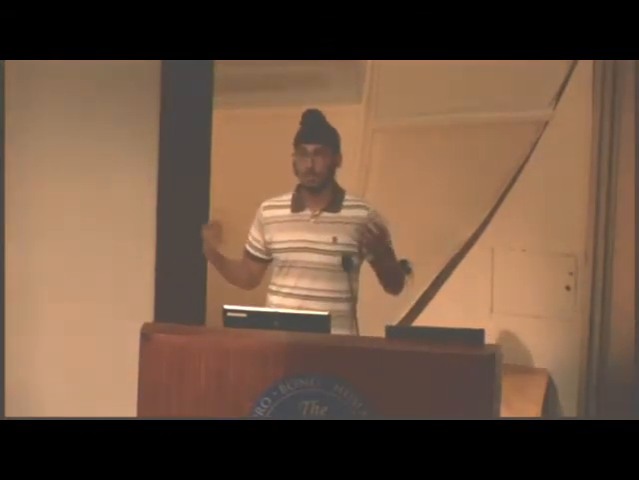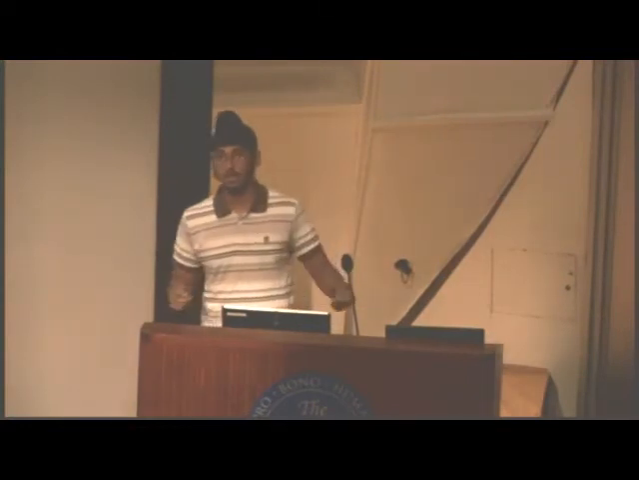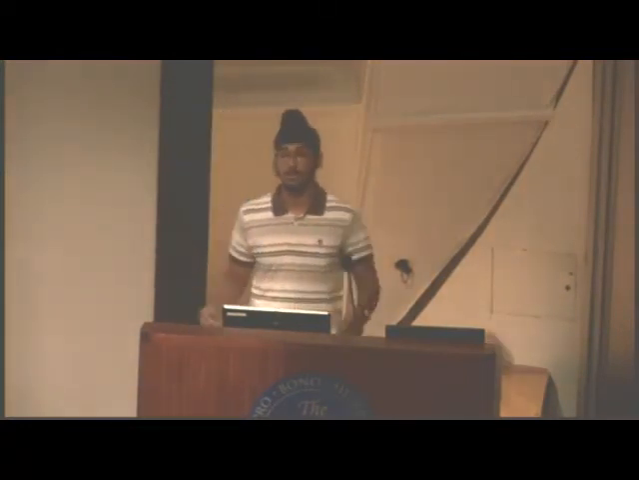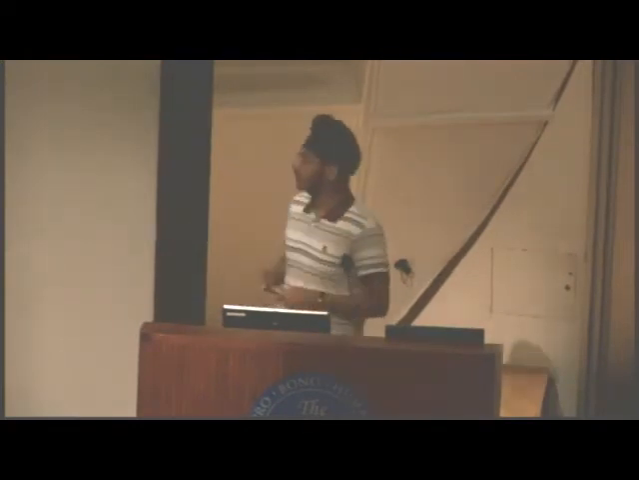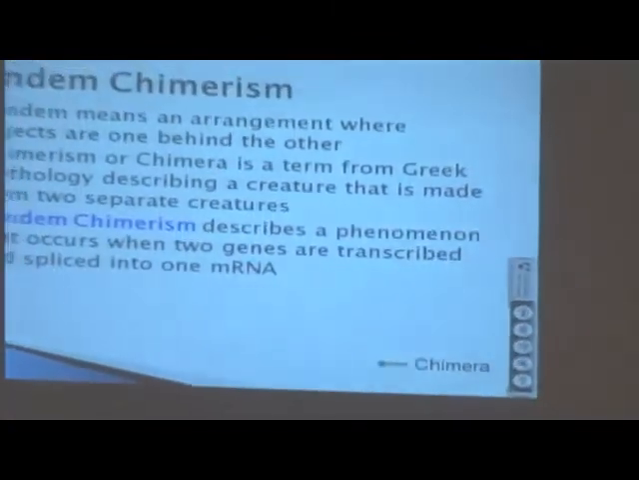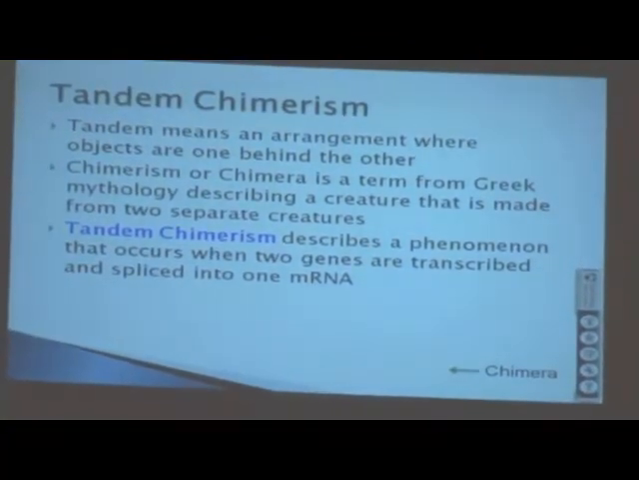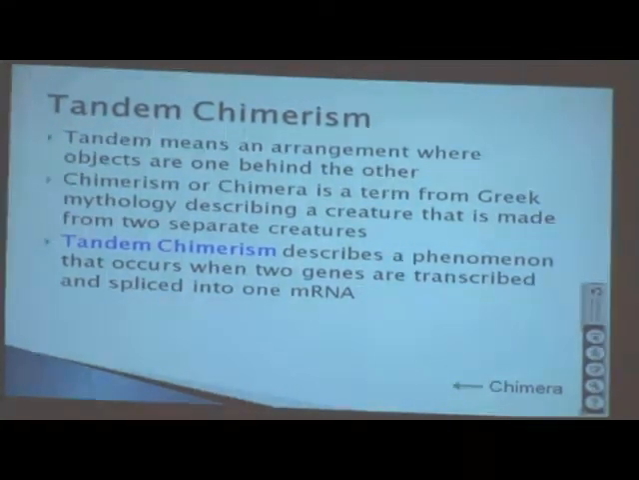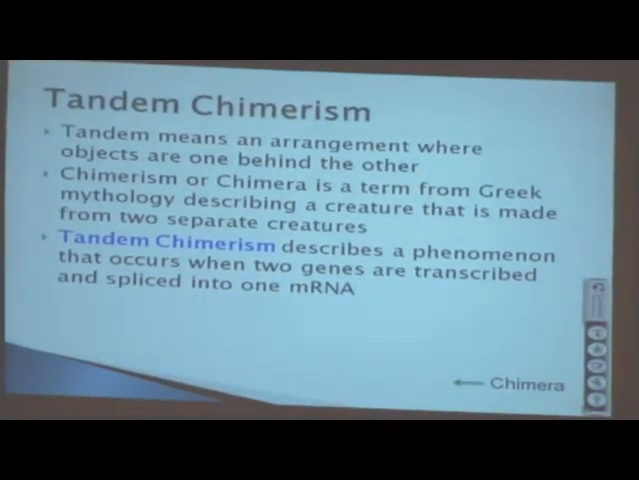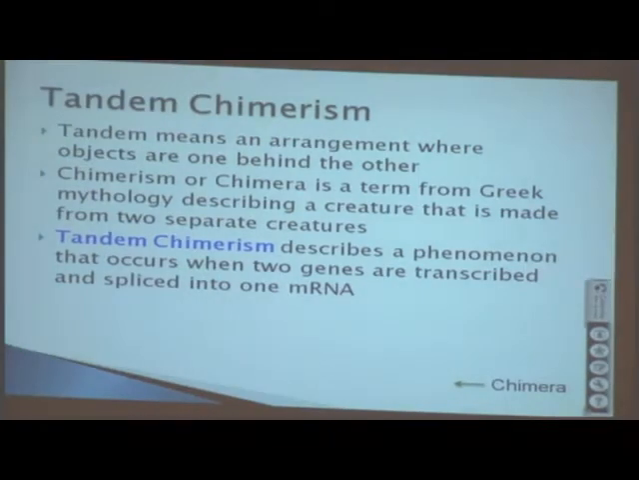This is just a name that one scientist made up, so this is not an official term, this is not very well researched. When I was searching this, there's many different names for the same thing, and the results wouldn't match, but they were talking about the same thing if you read the papers. Tandem chimerism describes a phenomenon which occurs when two genes are transcribed and spliced into one mRNA.